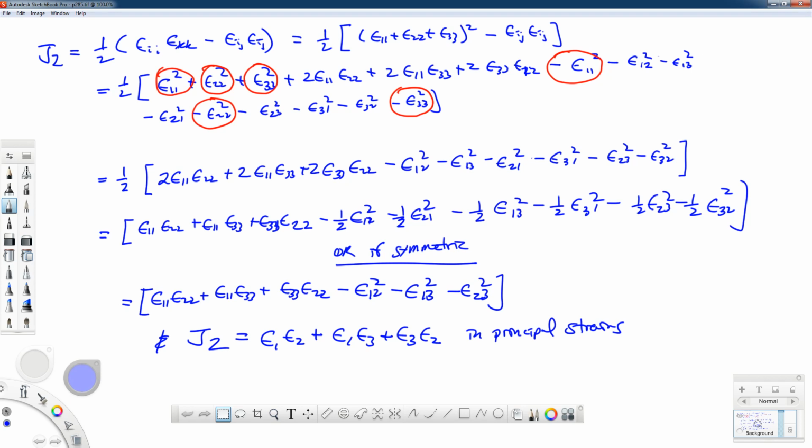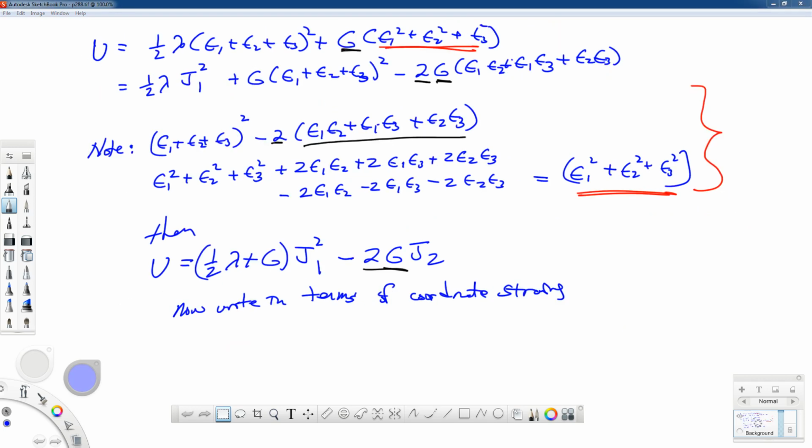But the reason why we wanted to write J2 in terms of principal strains and coordinate strains is that we can convert our strain energy density function from our principal strains into the invariants of the strain tensor. So the first line is our expression for U. The second line is an equivalent expression. And the middle line with the red bracket over here to the right is the proof that these first two lines are equivalent.